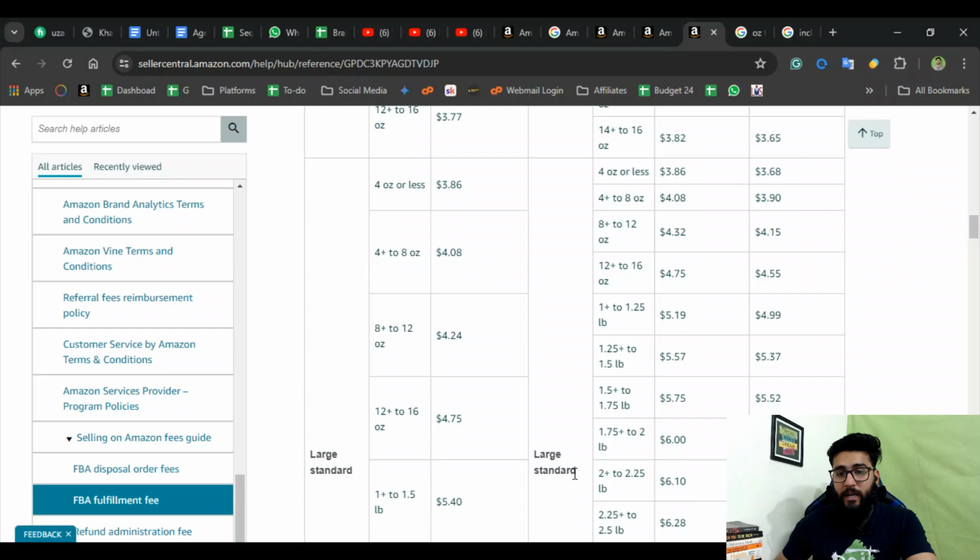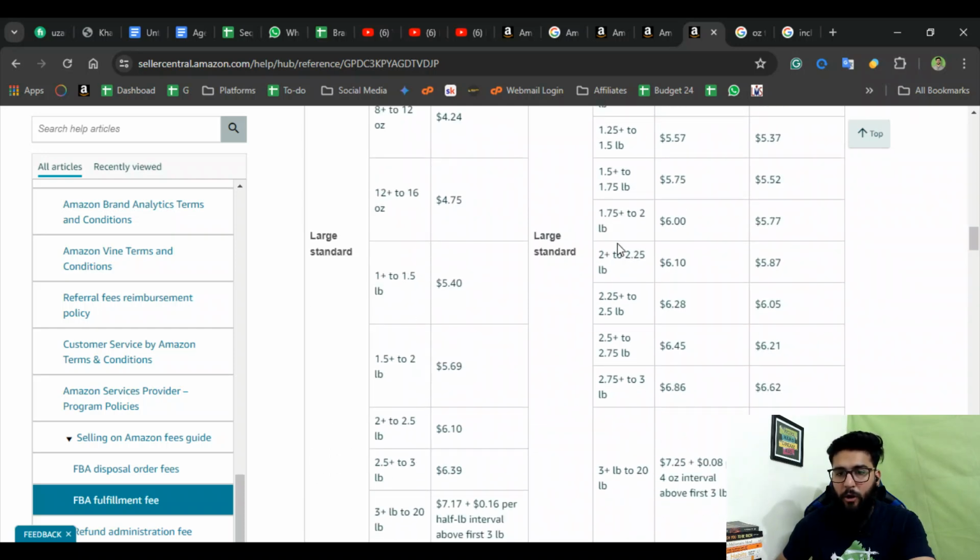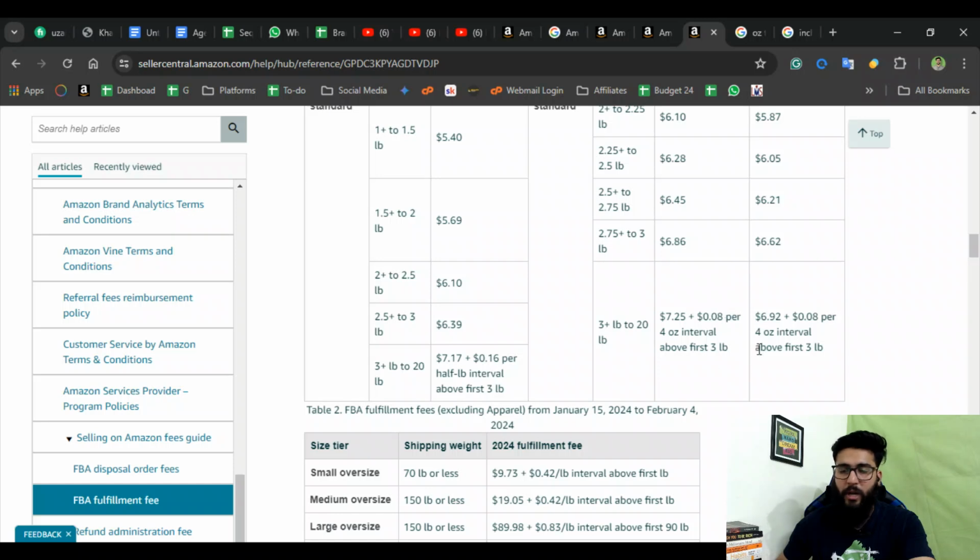If our product has large standard dimensions and our product weight is equal to or less than 4 ounces, then our FBA fee will be this. If our product weight is 12 to 16 ounces, the FBA fee will be this, and all these details are mentioned over here. You can just check it out.